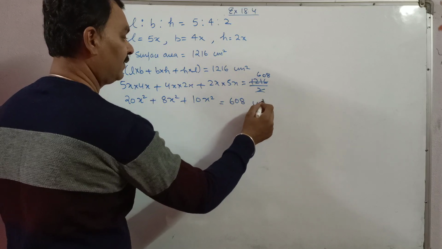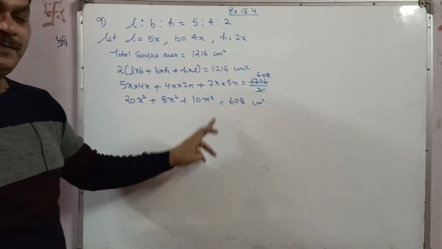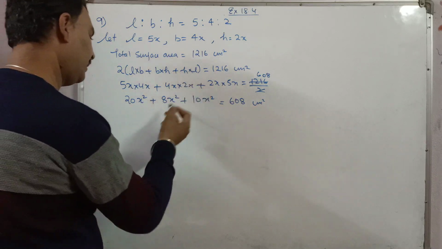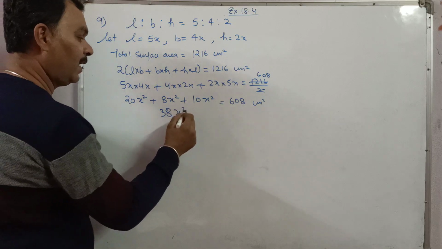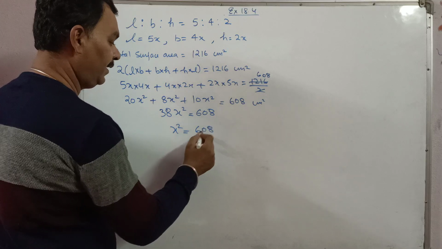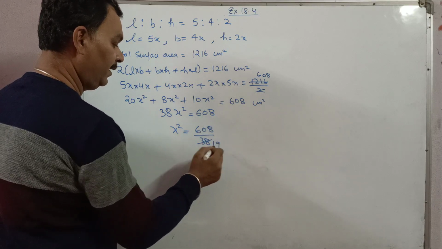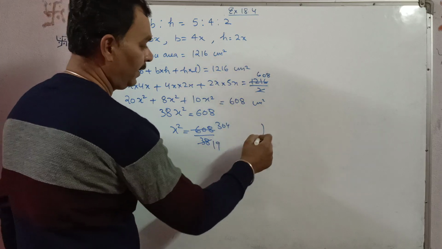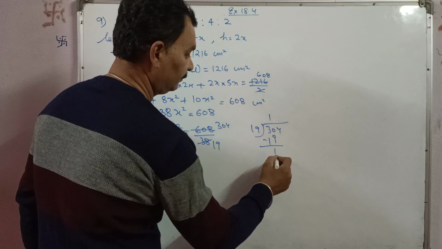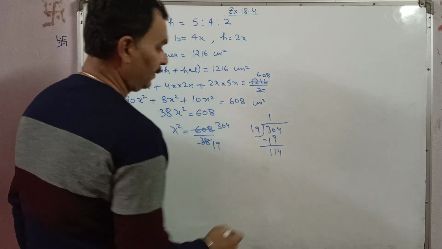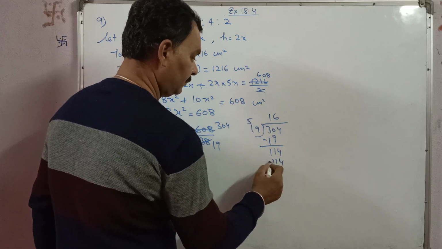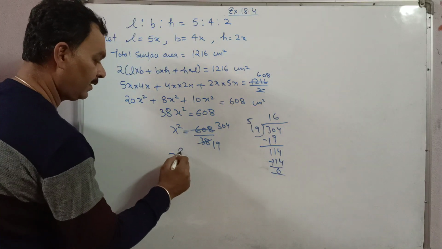608 centimeter square. Now these are like terms, as their coefficients are the same, so we can add them easily. 20 plus 10, 30, 30 plus 8, 38. x square is equal to 608 upon 38, or 608 upon 38 is 304 upon 19. Okay, I will divide 304 by 19. So x square comes out to be 16.